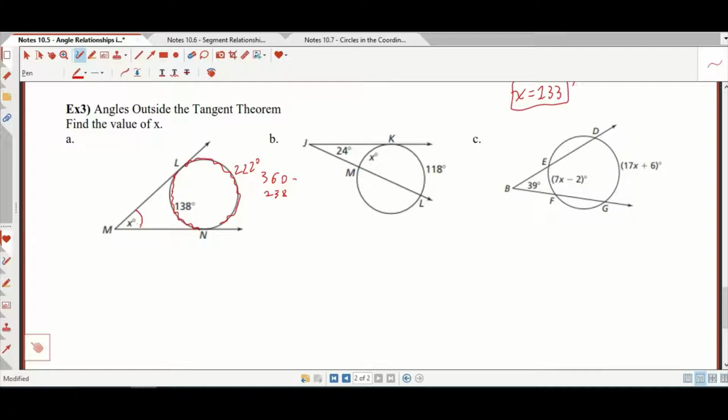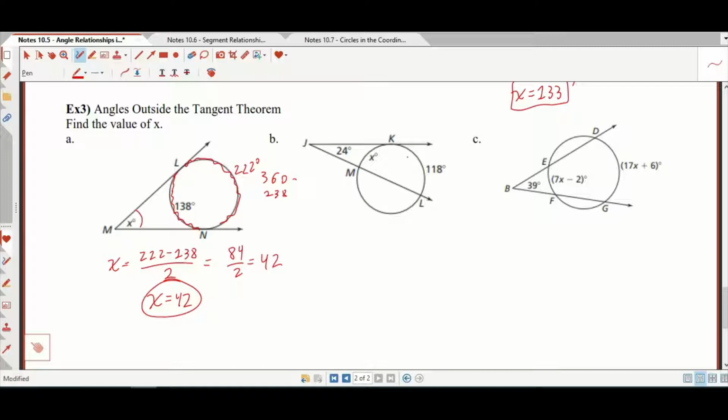And this angle x, think of it as almost like finding the average, except you're subtracting them. So x equals the bigger angle, 222, minus the smaller angle, 138, divided by 2. Now 222 minus 138 is 84, and 84 divided by 2 is 42. So x equals 42.